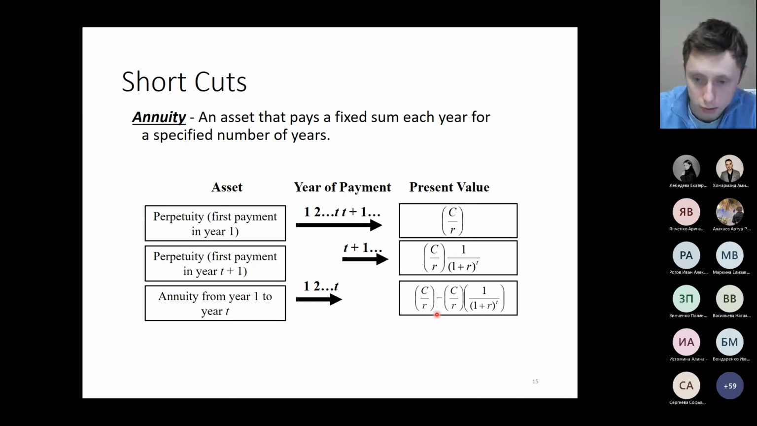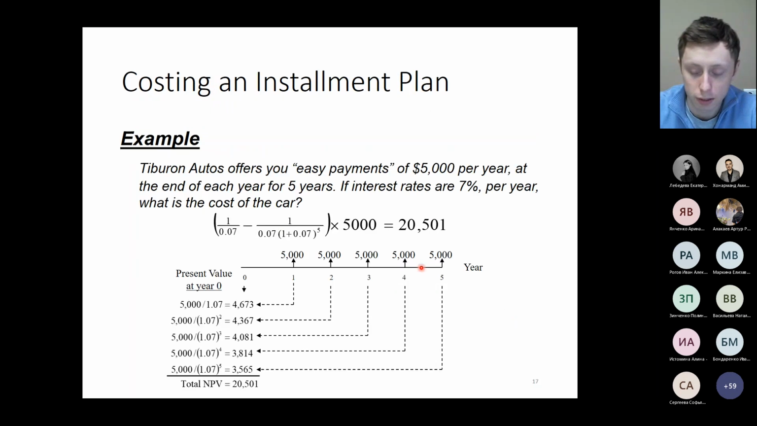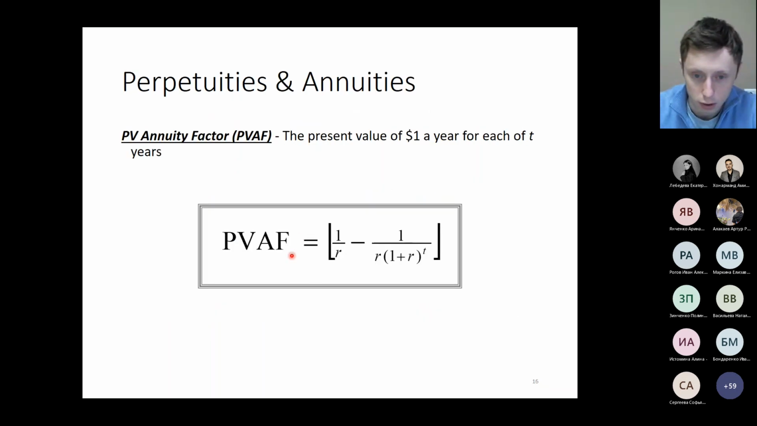And this, I think, is called the present value of annuity factor. This is the same thing as here, as here. We would just take the C out of brackets. C stands for the cash flows. Here it is. This is the present value of annuity factor. This is the perpetuity factor, and this is the factor for postponed perpetuity. And this is how you remember this formula.